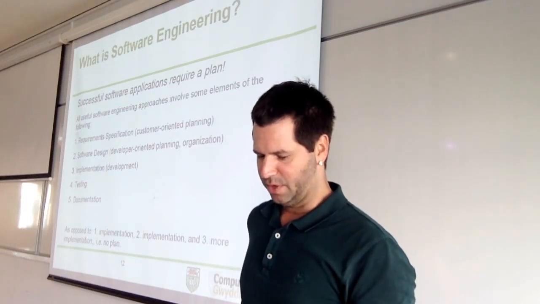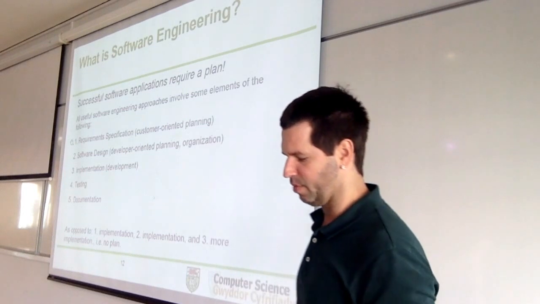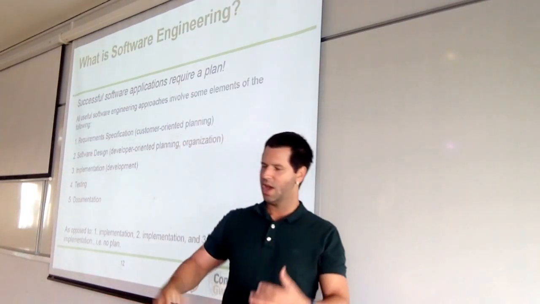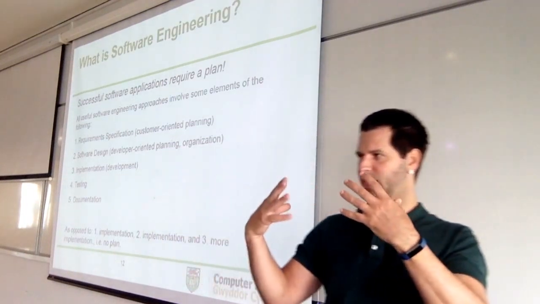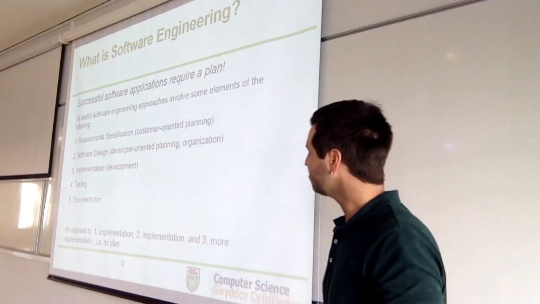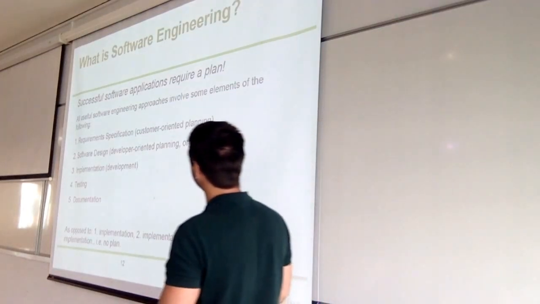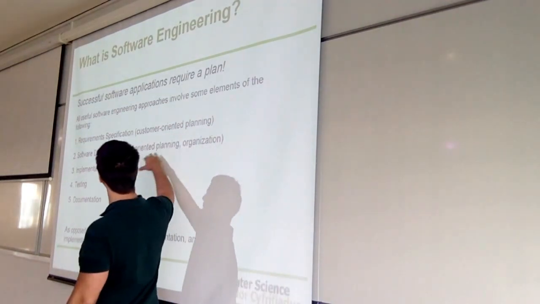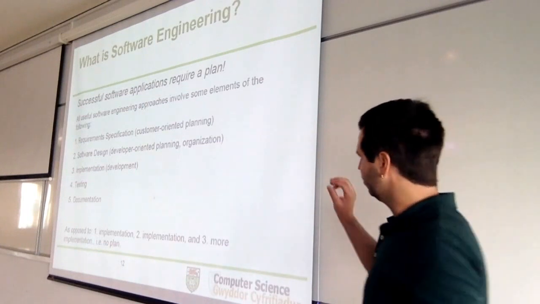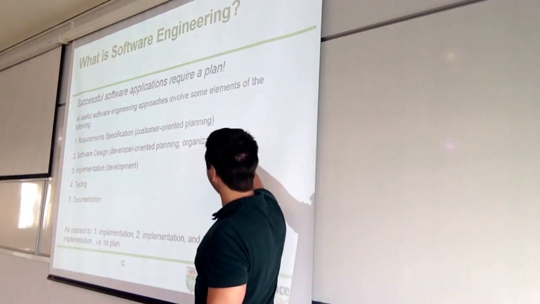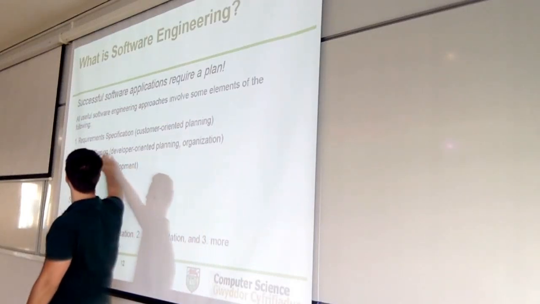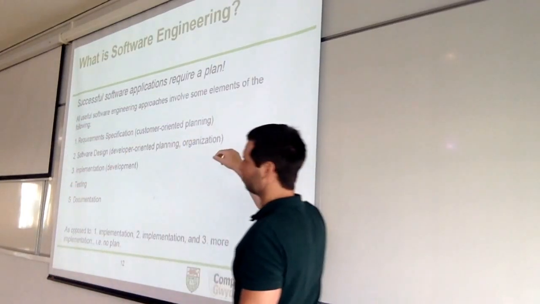Some of the things that we plan are the requirement specification. That's what we might call customer-oriented planning, how the software is going to be seen from the customer's point of view or the user's point of view. Then there is software design. This we're going to call developer-oriented planning and organization. And this is where we're going to focus actually, because this is, in my opinion, the most important part of software engineering.